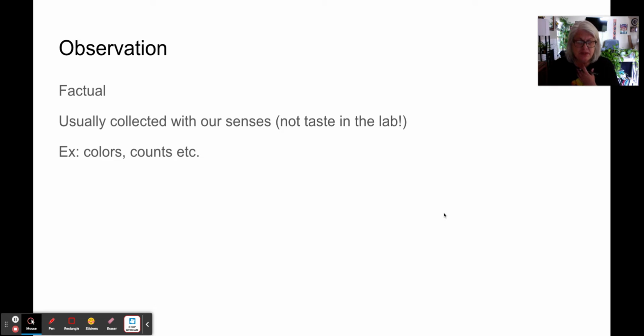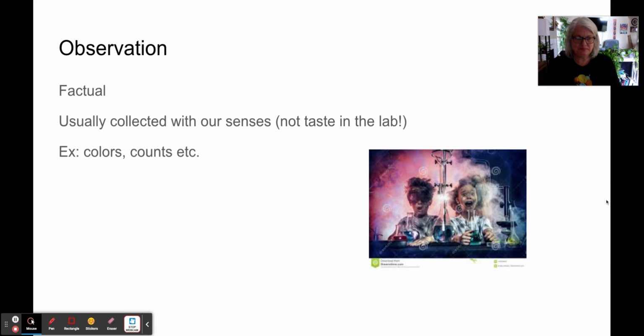So an observation is factual, meaning it's something that everyone can agree on. For example, if you were looking at me in this image, an observation would be that I'm wearing glasses, or that my hair is gray, or that I have a funny shirt on. Although funny is actually not a fact. Observations are usually collected with our senses: sight, touch, hearing, sound, all those things. Taste can be one, but not in the chemistry lab. Remember, our safety rules include not eating anything in the lab, so taste is not one that I want you to use.